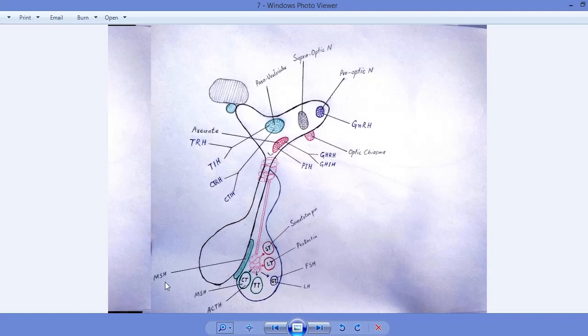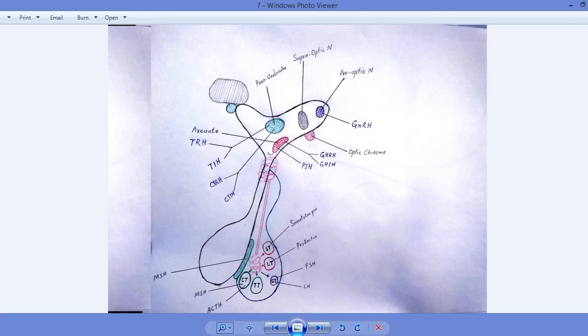Similarly, the melanocyte stimulating hormone is secreted by the pars intermedia or the median pituitary gland, or the melanotrope, and these work upon different conditions. This is not supervised by any nucleus. The actual mechanism of secretion of melanocyte stimulating hormone is not known.